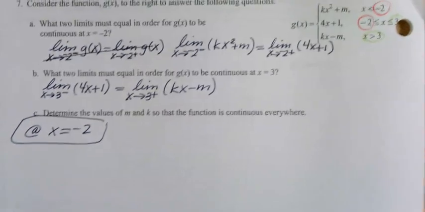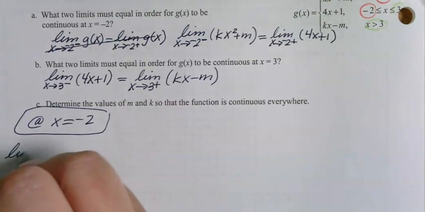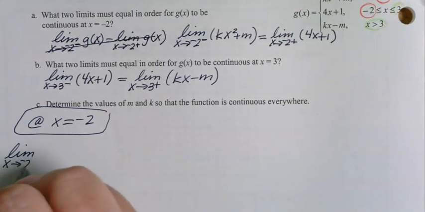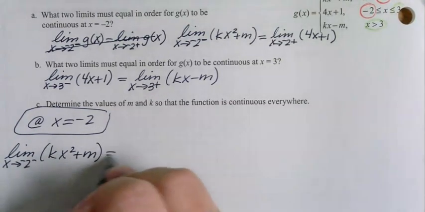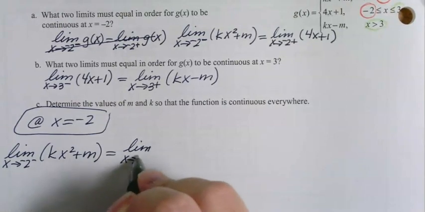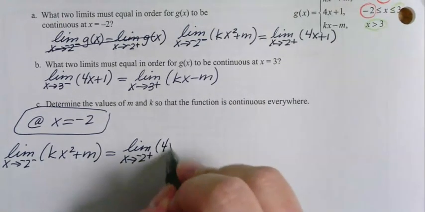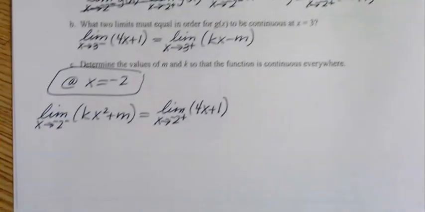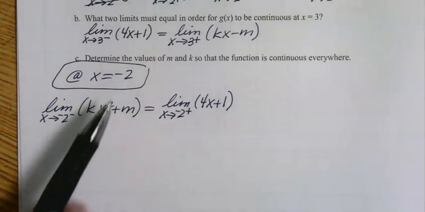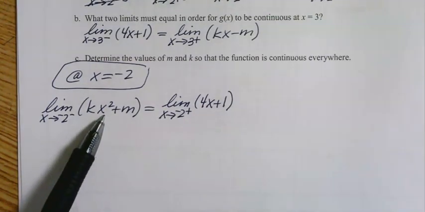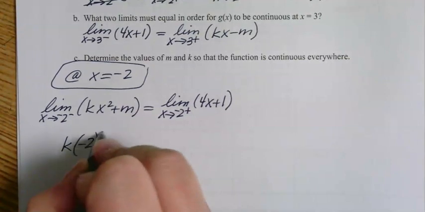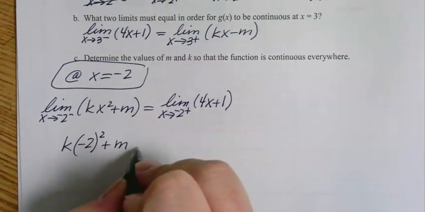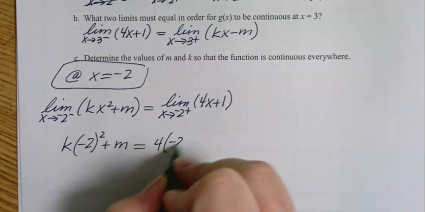What I need to happen is, I'm just going to rewrite what I said up here. I need the limit as x approaches -2 from the left of kx squared plus m to be equal to the limit as x approaches -2 from the right of 4x plus 1. And then I'm going to start figuring out what that limit is. We can plug in for this x here. If we're approaching -2, then with a polynomial, I could just plug this in. This is k times -2 squared plus m. And over here, this is 4 times -2 plus 1.